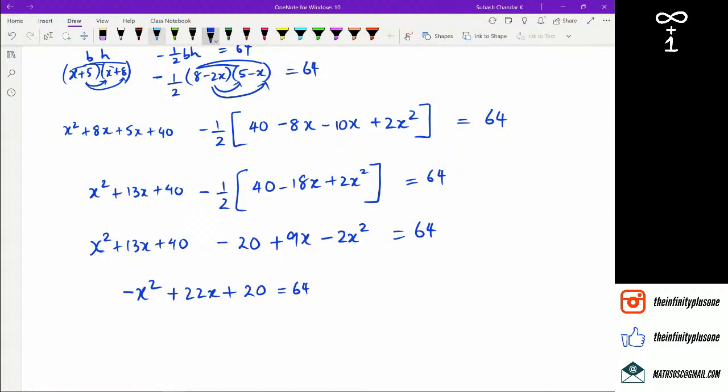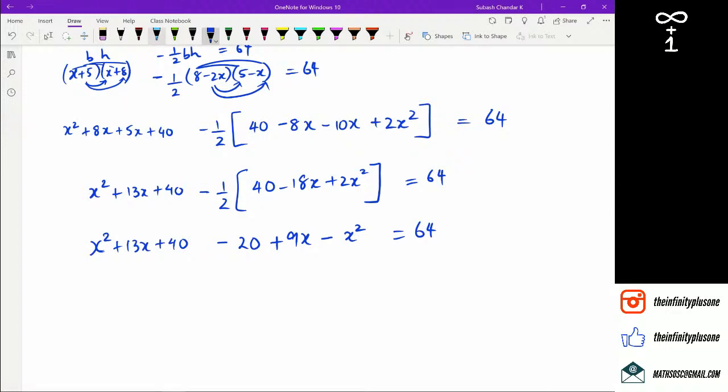Now I need to get rid of that. Oh, here's the thing, right? I want to work with not 2x squared. Where's my mistake? Oh, there we go. That's right. Thank you, thank you, thank you. Negative half of 2x squared should be negative x squared. Much better. Thank you for that. Appreciate it. Yep. Thank you. I thought something didn't look right.